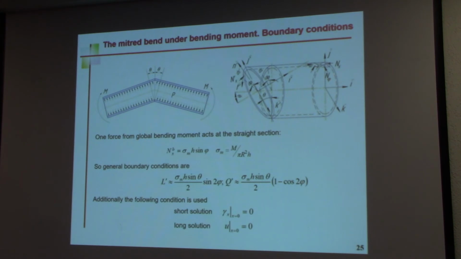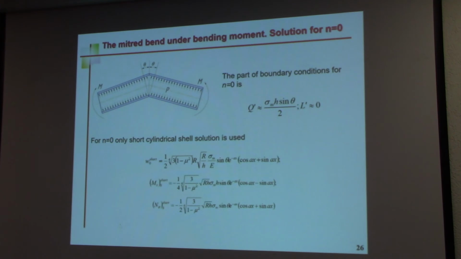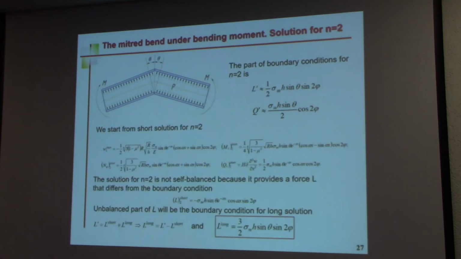Mitred bend under bending moment. Another case of loading, and this time we have these two boundary conditions. We have this boundary condition for n equals 0 and n equals 2. Again, we will start with a short solution for n equals 0. And I won't stop at all of these equations, just to give you the idea of our solution.